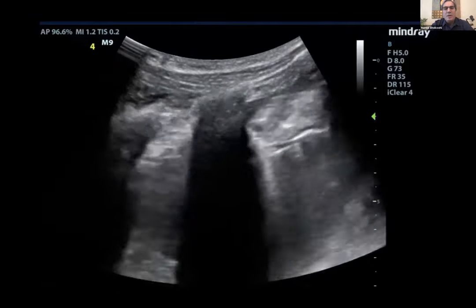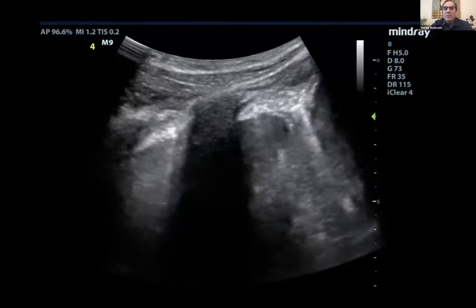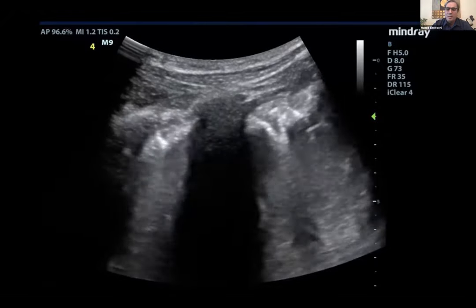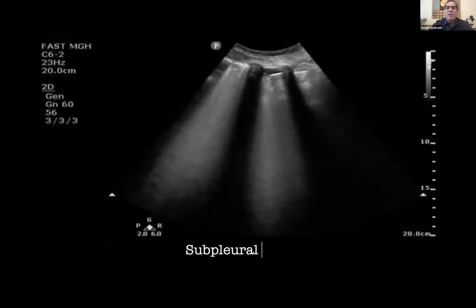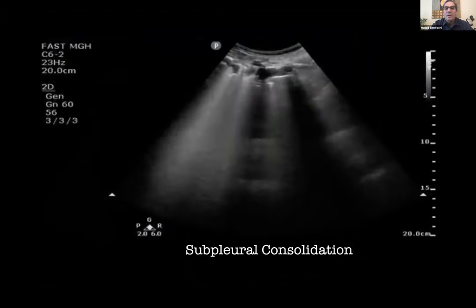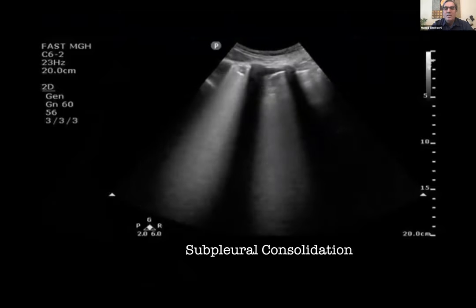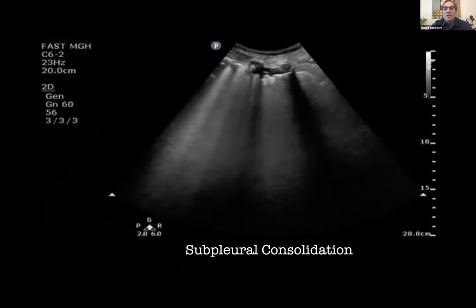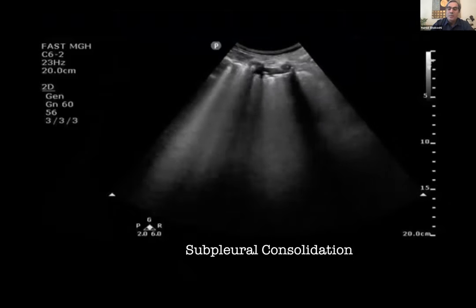You can see here, all of a sudden, some changes for this patient. You can see there's a little bit of a subpleural consolidation. You can see a bunch of B-lines coming from that pleural line. And this one is another sample of it. You guys see all the comet tail or B-lines coming down from the pleural line all the way to the edge of the image. And you have that subpleural.